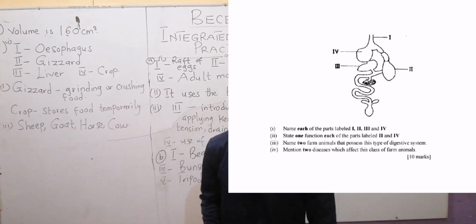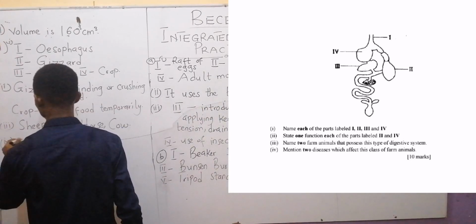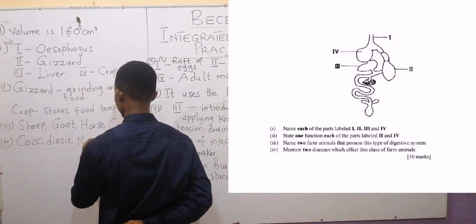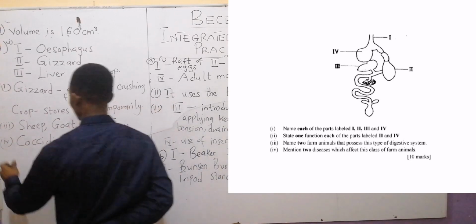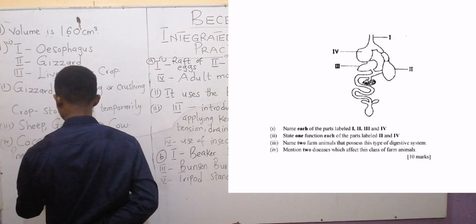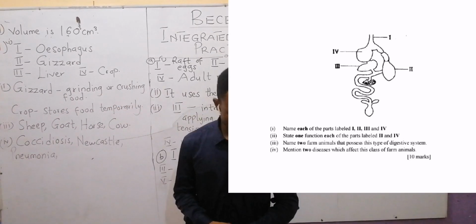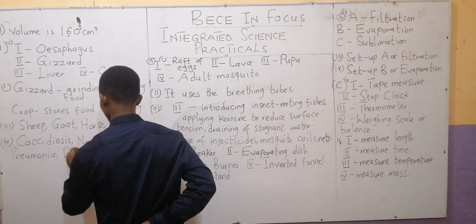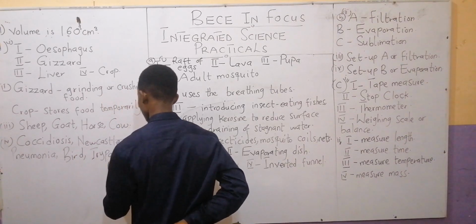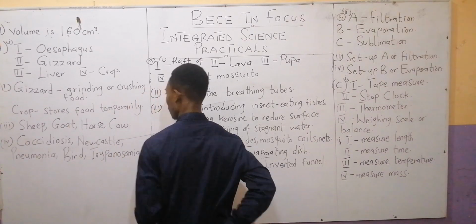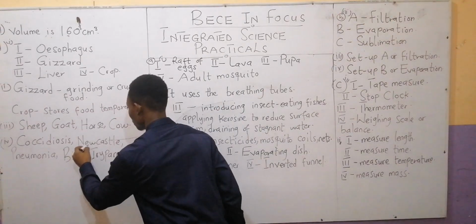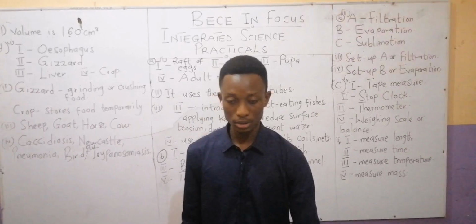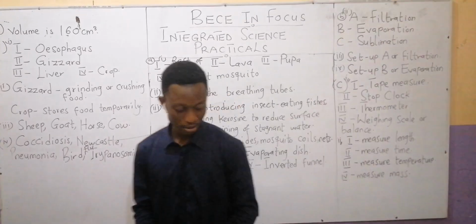Mention two diseases that affect this class of farm animals. So some diseases that can affect these animals: we have coccidiosis, Newcastle, and pneumonia. Pneumonia can affect farm animals. We also have bird flu, trypanosomiasis, bacillary diarrhea, and goat pox. These are all some of the diseases that can affect these farm animals.